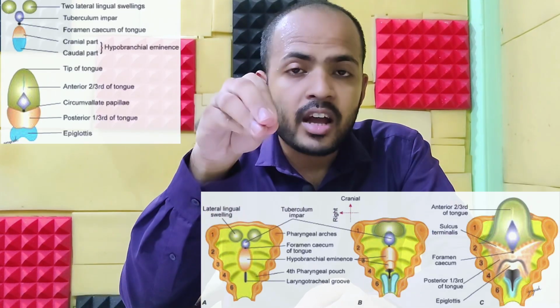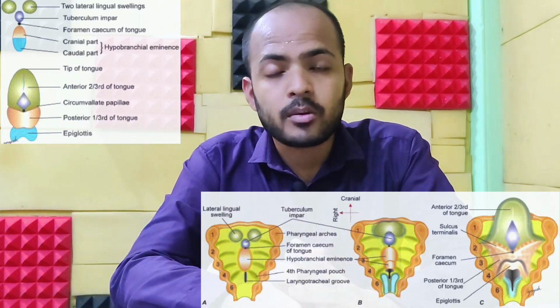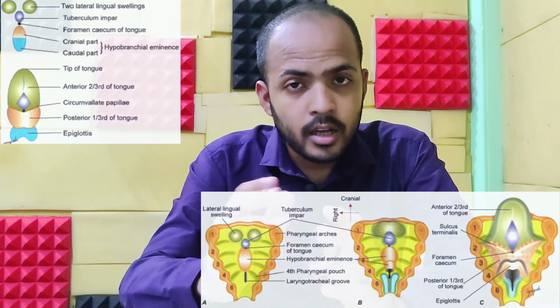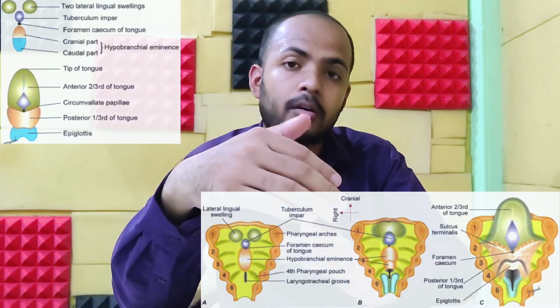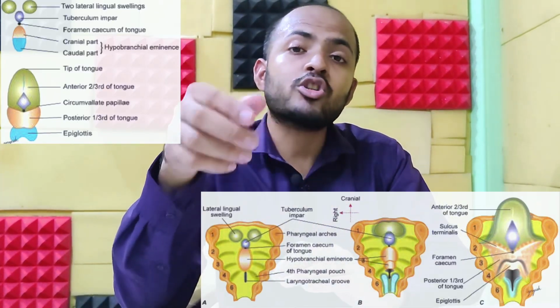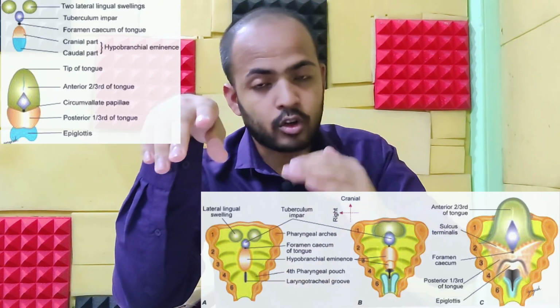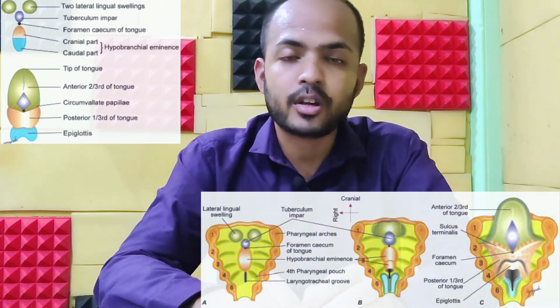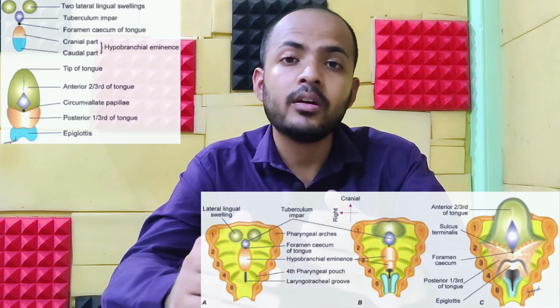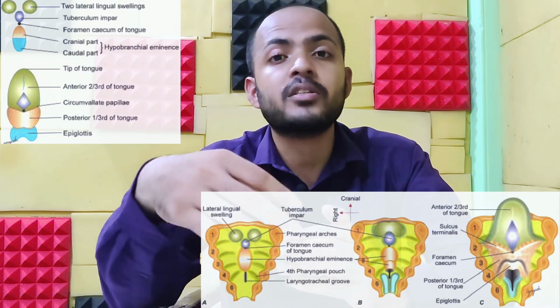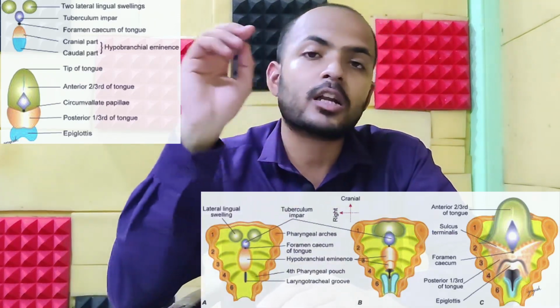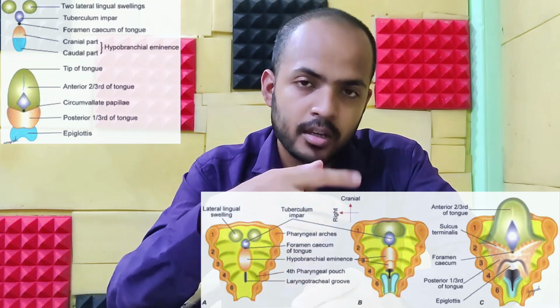Now from the third and fourth pharyngeal arch, another midline swelling appears, which is known as the hypobranchial eminence. At the beginning of the 6th week, what happens? This hypobranchial eminence divides itself into two parts. One is the ventral part, another is the dorsal part. The ventral part forms the posterior 1/3 of the tongue, and the dorsal part forms the epiglottis. The junctional point between the posterior 1/3 and the anterior 2/3 of the tongue is represented by the sulcus terminalis.